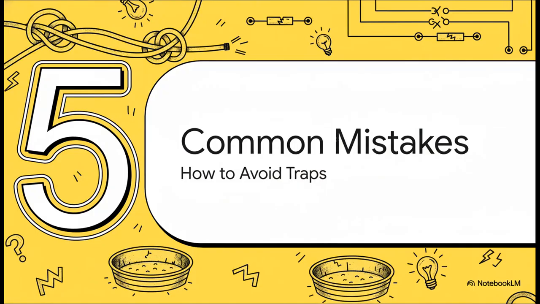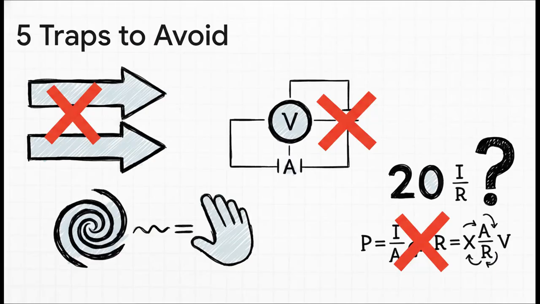Okay, now, for what might just be the most important part of this whole explainer. We know the ideas, we know the math, but now let's talk about the common traps people fall into, so you can just step right over them. So here we go, 5 traps you absolutely want to avoid. Number 1, getting confused about which way things flow. Remember, conventional current is positive to negative, but the electrons themselves go negative to positive. 2, don't mix up current and voltage. Current is the flow, voltage is the push.